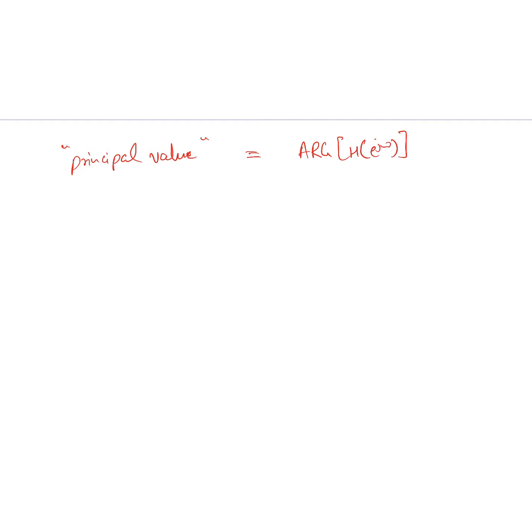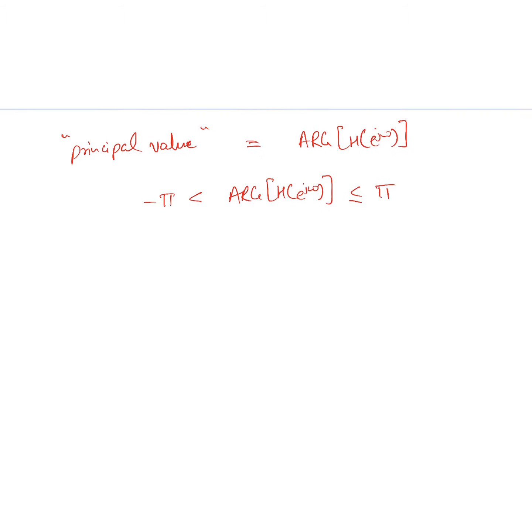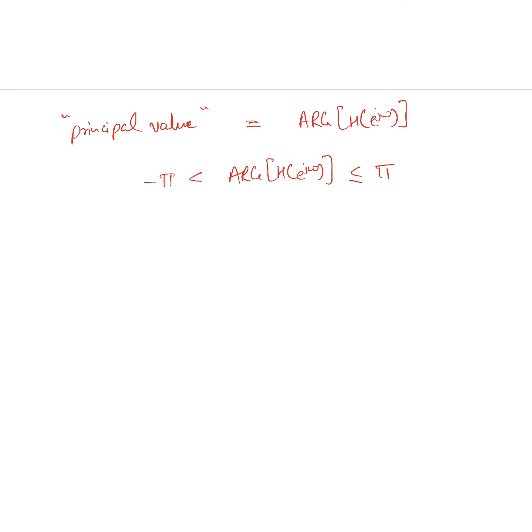Okay, and this value would always lie between minus pi and pi. This principal value is slightly different from the denotation we have used above. So let's see the relationship. This is the denotation we used earlier for computing the phase shift, h of e to the power j omega.